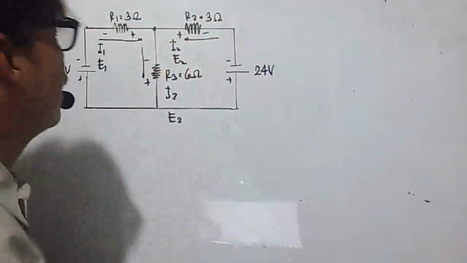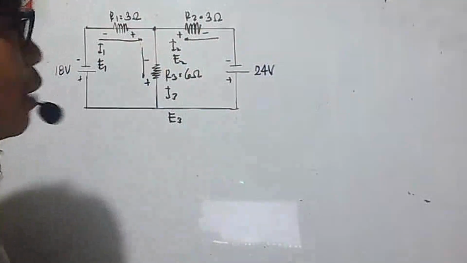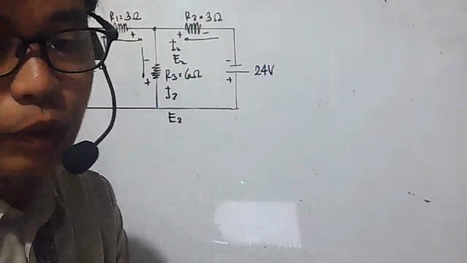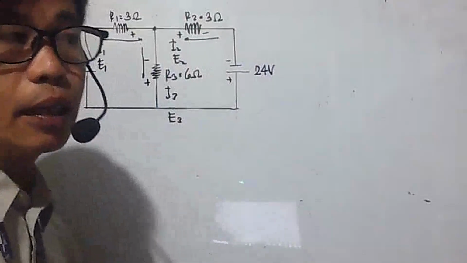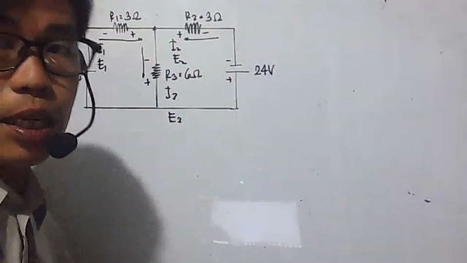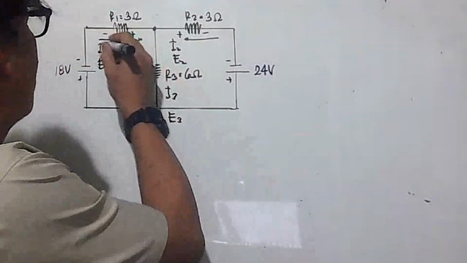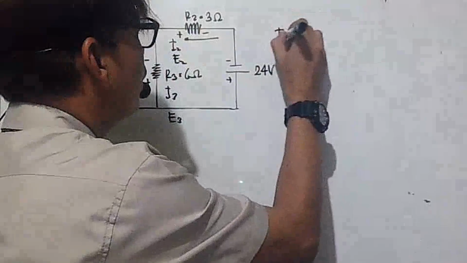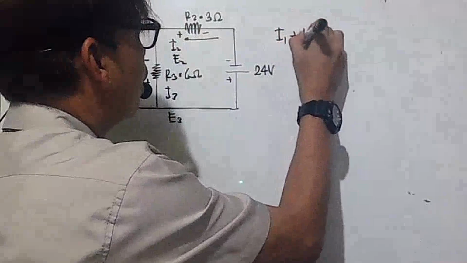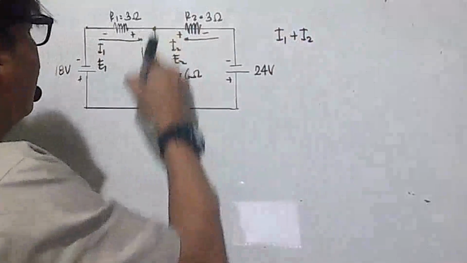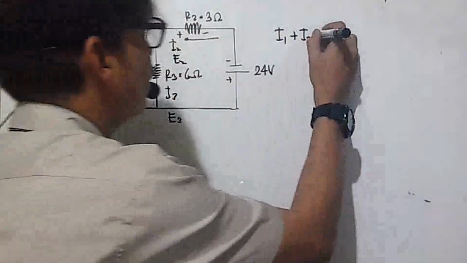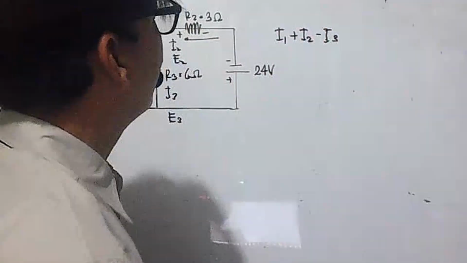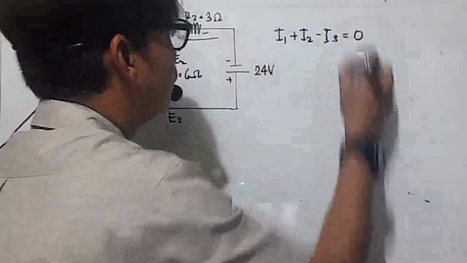Again, using Kirchhoff's current law, which states that any current entering a node or a junction is positive, while current leaving a node or junction is negative. In this case, I1 and I2 are entering the node, so they are positive, while I3 is leaving the node, so it is negative. So minus I3. Arranging the equation, this should be equal to 0.